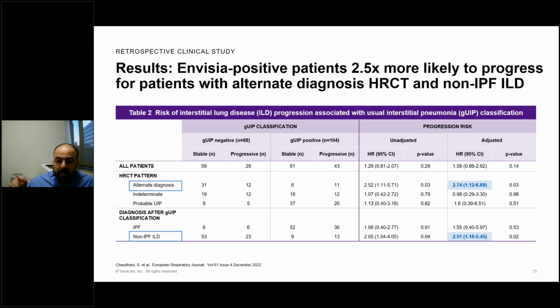The reason the overall study probably did not show a statistically significant difference in progression is the sample size, where you need a bigger sample. Also remember that most of these patients are on antifibrotics, and we know that antifibrotics slow progression. Thus, it might be very difficult to delineate progression in patients who were already on antifibrotics despite a positive genomic UIP pattern on Envisia.